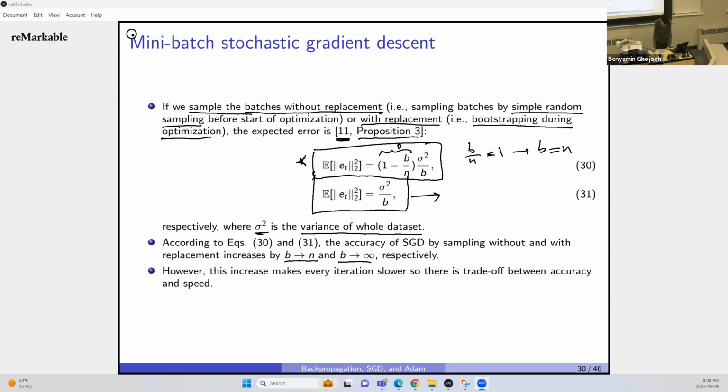Now with replacement, equation 31. When does it become 0? B should go to infinity, so this goes to 0. It's obvious because you're doing it with replacement, sometimes you might take the same batch again and again. So B should become very large, going to infinity. However, this increase makes every iteration slower. So there is a trade-off, as I said.